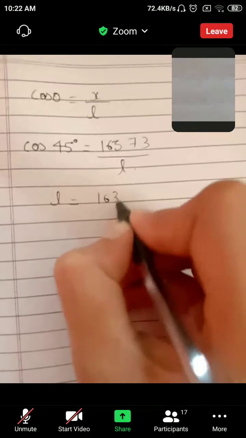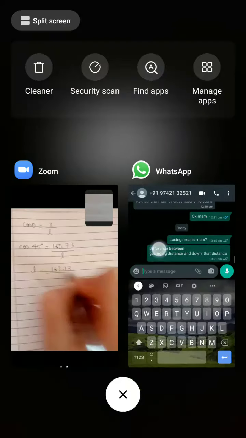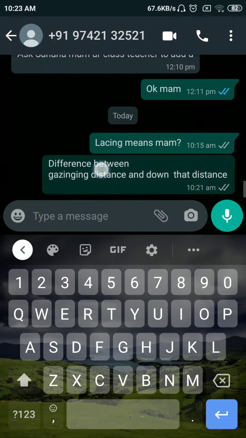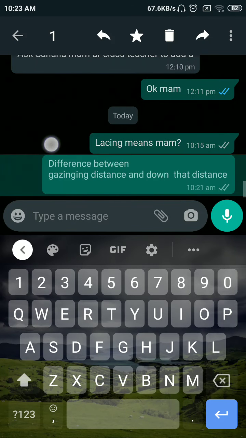At that time, the load transfer from one column to the other will be more efficient when compared to your other angle. Now, x I've just got as 163.73, so I can find my inclined distance L. L will be equal to 163.73 divided by cos 45, so you get L equal to 231.55 mm.